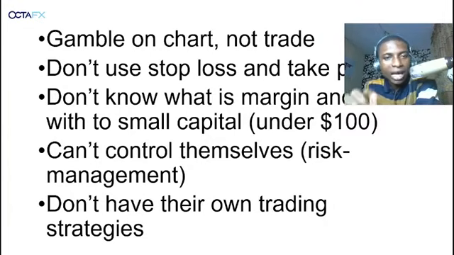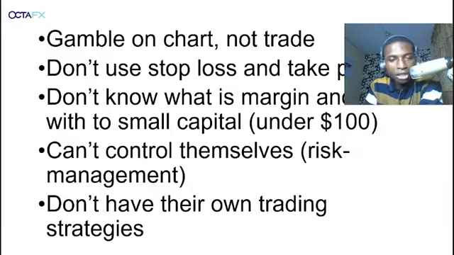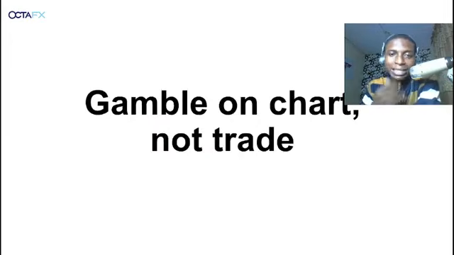So these are the 5 areas I will be touching this evening, right? And I'm sure you are ready to learn. So first one is gamble on the trade.